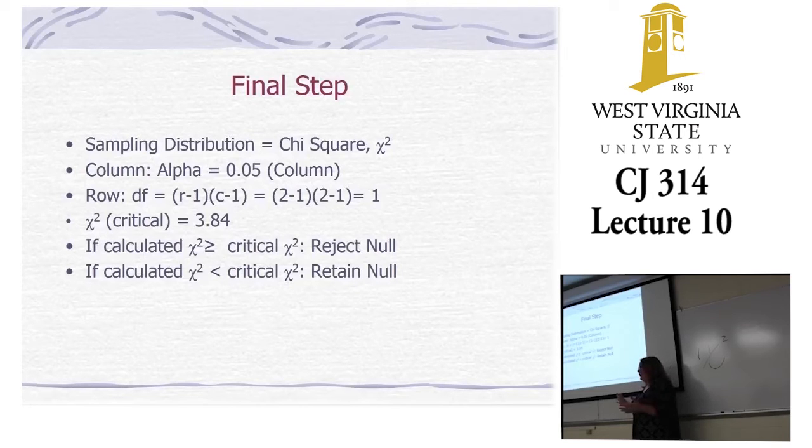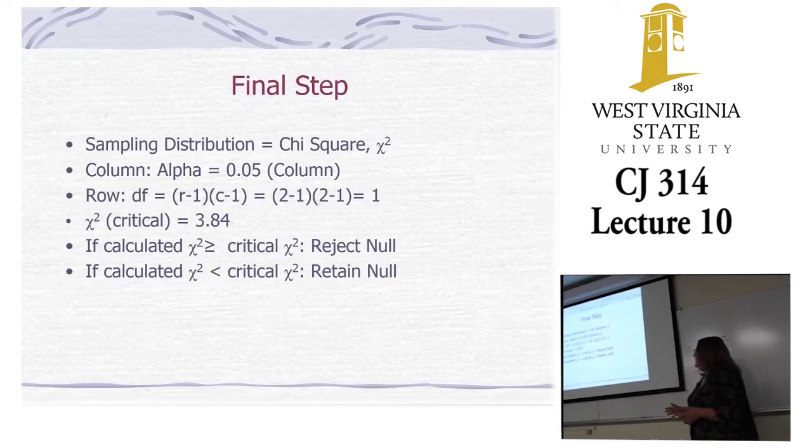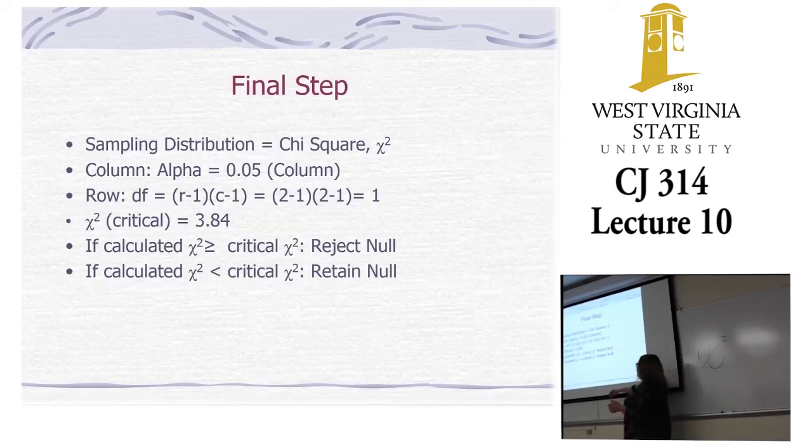Okay, let's put it all together. We always use an alpha of 0.05. Your degrees of freedom on this one are a little bit different: row minus 1 times column minus 1. Rules have stayed the same, same as T, same as F. Calculated larger than critical, reject. Calculated smaller than critical, retain.